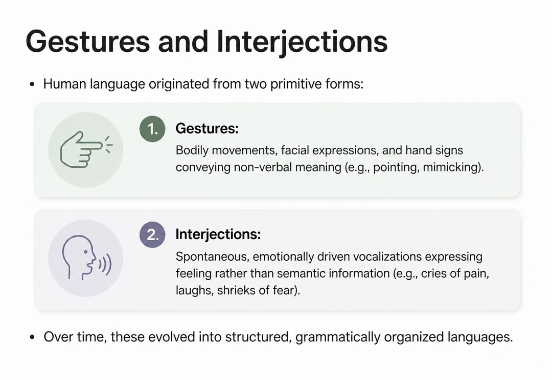Tylor argued that human language originated from two primitive forms, gestures and interjections. Gestures are bodily movements and facial expressions. Even today, when you give someone directions, you naturally point your hands, a survival of this pre-linguistic mode. Interjections are spontaneous emotional sounds, like a cry of pain or a gasp of fear, which don't convey semantic information, but express raw feeling. Over time, as the vocal apparatus refined and abstract thinking developed, these primitive gestures and emotional sounds elaborated into the structured, grammatical languages we use today.